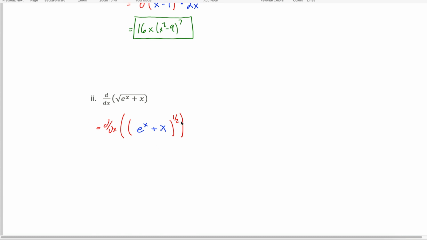I've got an outer layer, the stuff to the 1/2 power, and an inner layer, e to the x plus x. If you're not sure about your color coordination, you can write, I think that f of x is x to the 1/2 power, and I think that g of x is e to the x plus x. If I'm right, then f of g of x better be equal to the original question, the square root of e to the x plus x. Try it out. Compose these together and make sure that you recreate this.